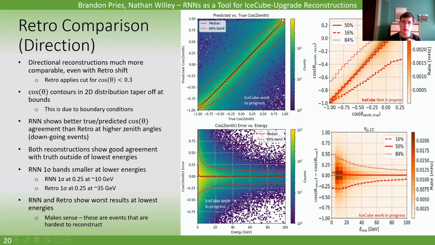So the cosine zenith contours and the 2D distribution taper off at the bounds. This is just due to the boundary conditions and how the contours are calculated. You can't actually predict anything above a cosine zenith of 1, therefore everything has to be less than that, which is why this kind of falls off the edges.